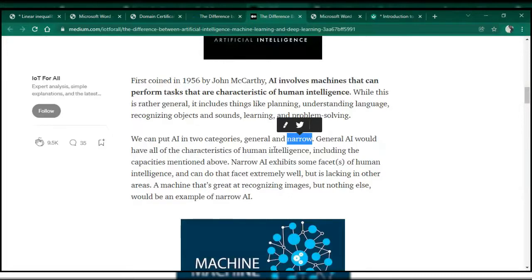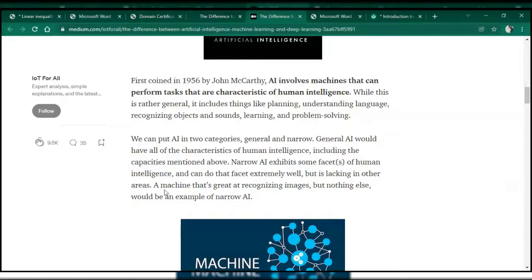Suppose you create an AI that is able to recognize shapes. As long as you are throwing shapes at it, a triangle, rectangle, circle, square, hexagon, or whatever, it will be able to recognize and segregate them. Okay, this is round, this is square, this is triangle. But if you ask it to separate them based on colors, it will not be able to do that. Or if you give it fruits and ask it to separate them, it won't be able to. Whereas in general AI, it will be able to do everything.